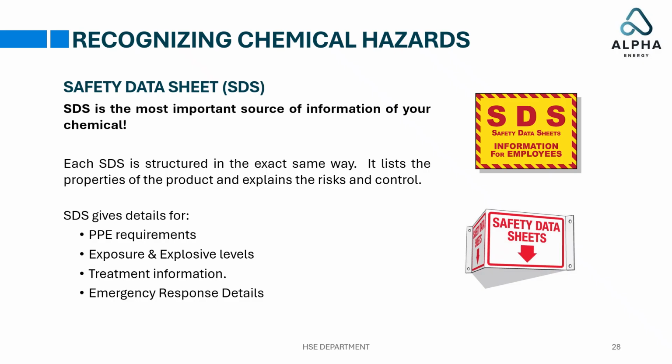Recognizing chemical hazards: Safety Data Sheet, SDS. SDS is the most important source of information on your chemical. Each SDS is structured in the exact same way. It lists the properties of the product and explains the risks and controls. SDS gives details for PPE requirements, exposure and explosive levels, treatment information, and emergency response details.